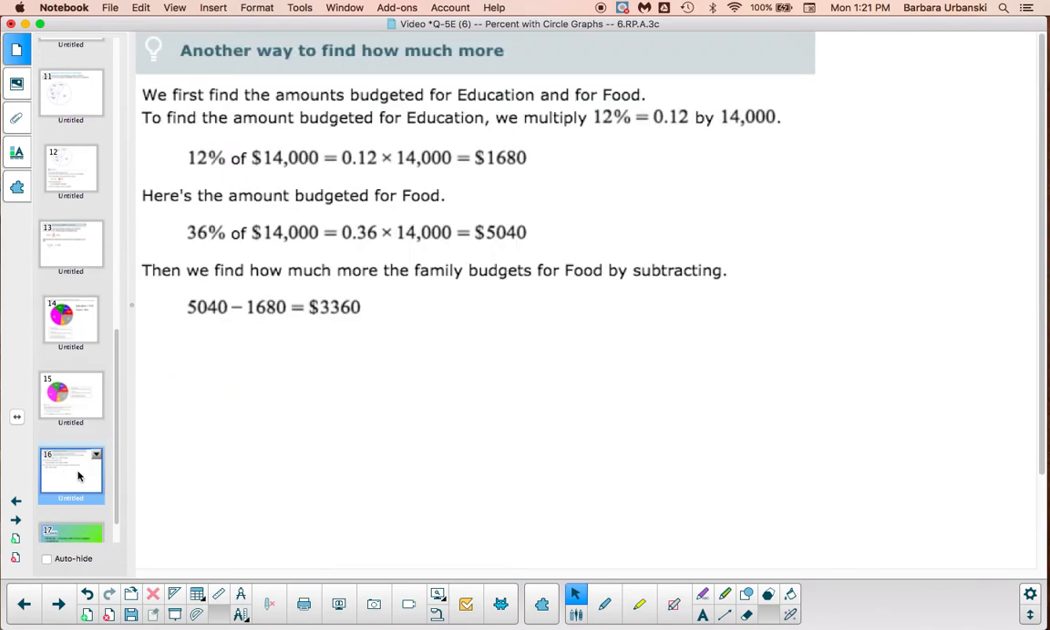Now, you can do it another way if you wanted to. You could simply try to find out what 12% of the 14,000 is by multiplying again, and then you would look and see how much it would be for the food. Then you would find out the difference by subtracting, and that would be your answer. And that is it.